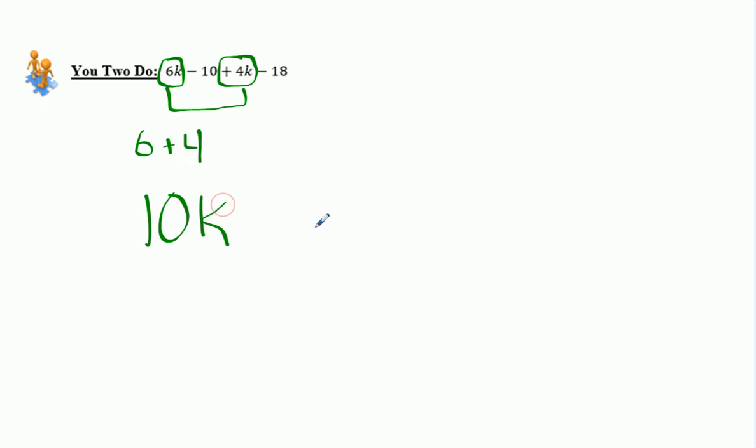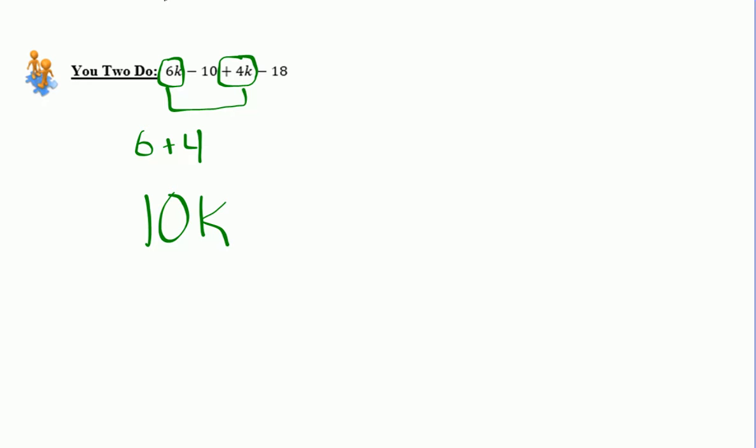Okay, so here's how you do it. First step was to circle the like term. So I'm going to circle this like term, which is 6K, and the sign in front of this guy, positive 4K. And again, in my calculator, I can just do the signs in the front, and I'm going to get 10, and I'm going to put a K next to that.